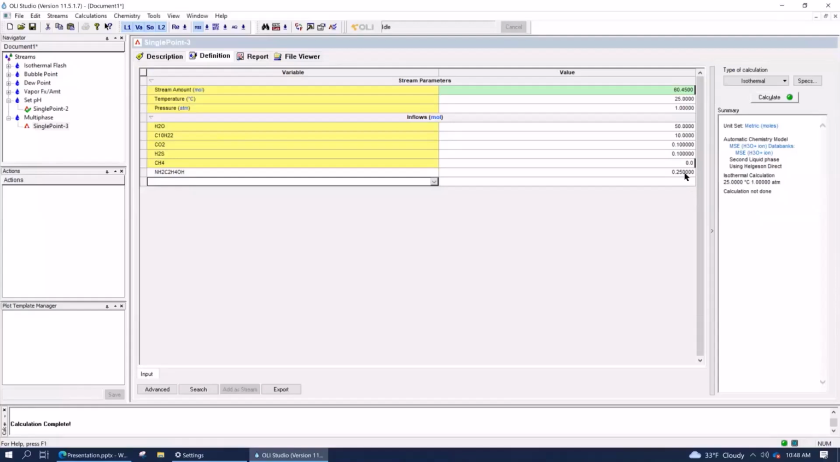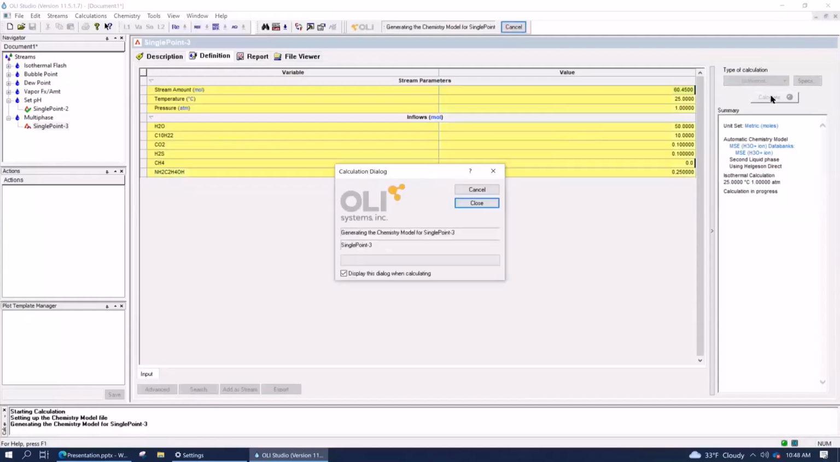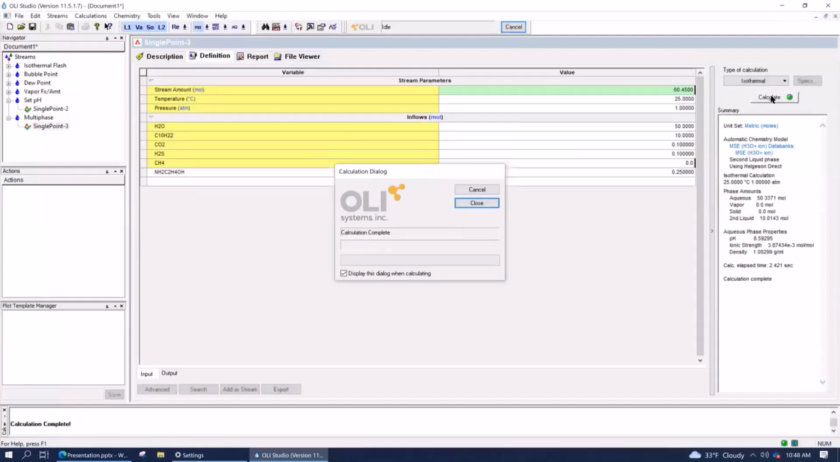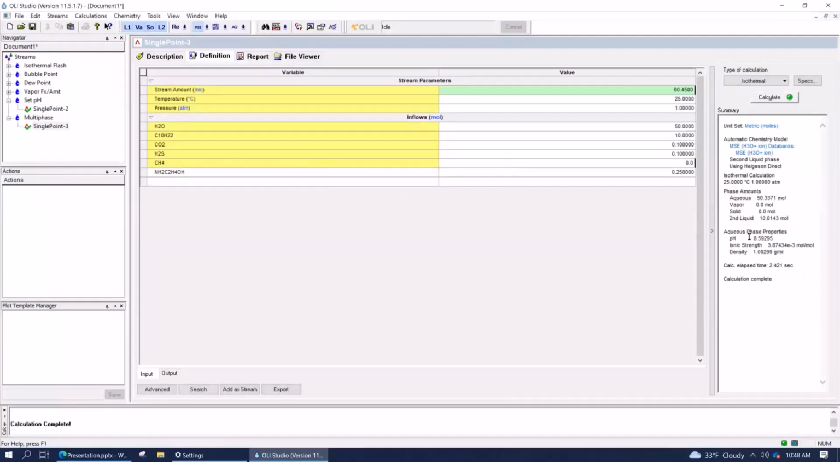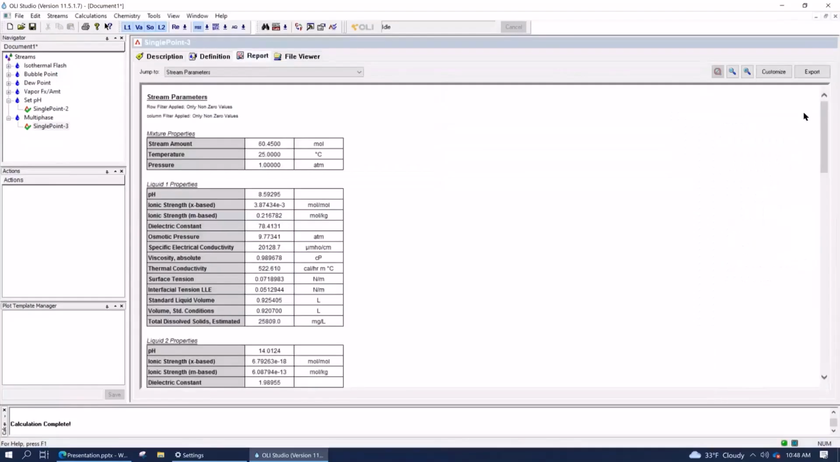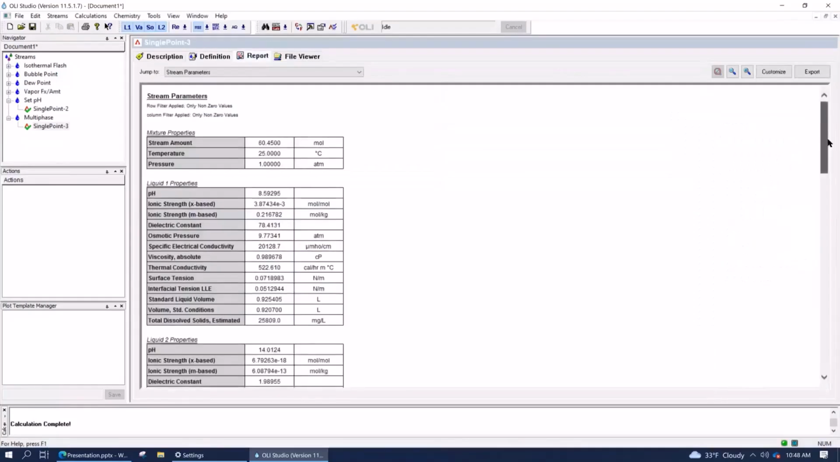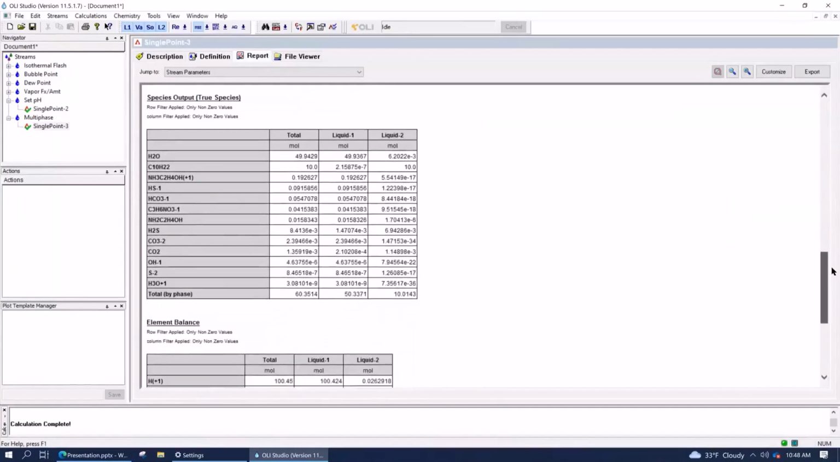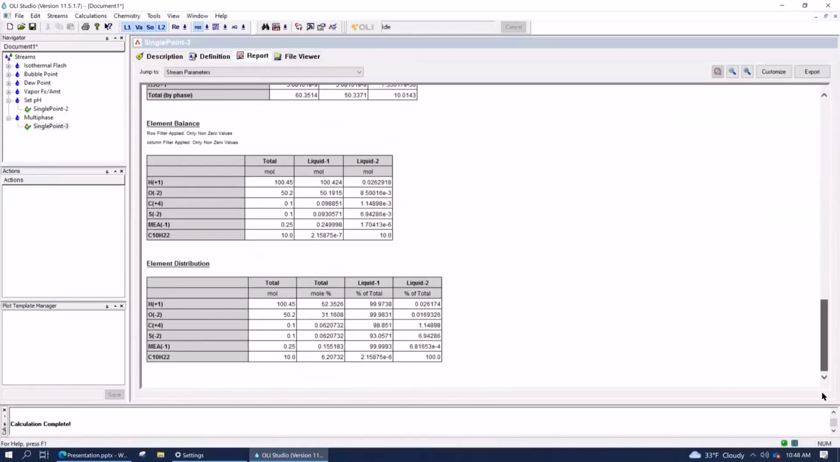So now let's recalculate. Again, before we switch over to reports, I'm looking over here: pH 8.6. Yeah, pretty neutral. Good. Let's take a look at the report. Now we may want to start looking at 2 locations: the species output table and the element balance. Depending upon what you're looking at, you're going to be looking at both. Okay. Let's take a look first at the element balance, because that's where we were a moment ago.